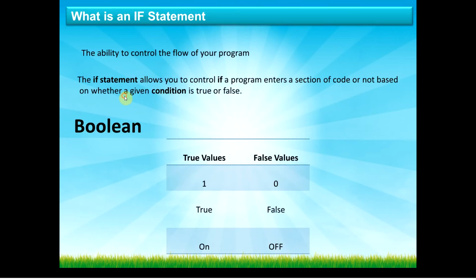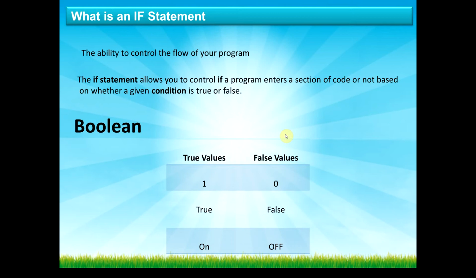So first of all, what is an if statement? It is the ability to control the flow of a program. The if statement allows you to control if a specific part of code is run based upon whether or not a condition is true or false. So technically it is using the data type boolean. The possible outcomes for the true value of a boolean are 1, true and on. The possible values for a false value within a boolean are 0, false and off.